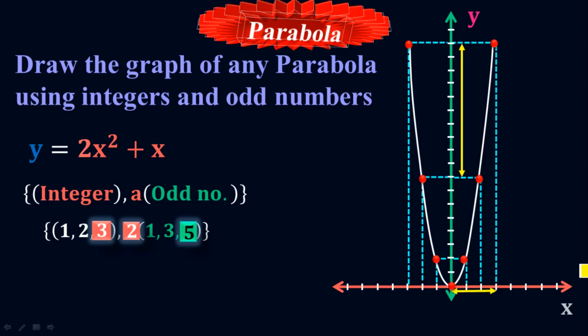Look, this is the second method to draw the graph of any parabola by using the integers and odd numbers technique. Last time I had the substitution method. When you substitute some random values for x, you get the values of y. So based on those coordinate points, you draw the graph. But now, this method is a bit simple and straightforward compared to the last one. So whether you apply this method or the substitution method of random values, it depends on you. Both the methods are correct.